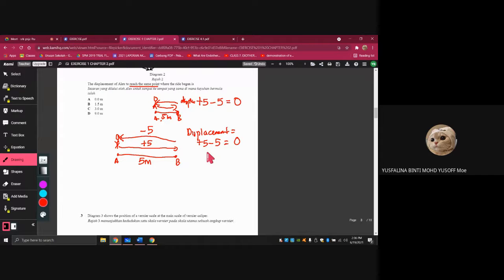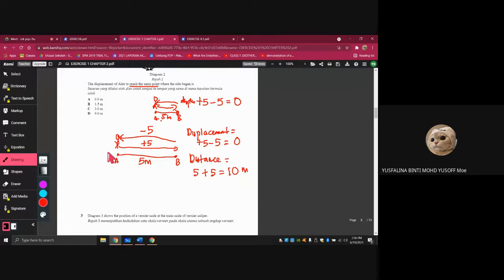Now let's say for distance. Distance is a different thing, because for distance we don't consider the direction, only the magnitude. So when you travel from A to B, 5 meters, and then you go back to A, the total distance that you travel is 5 plus 5. So you will get 10 meters. That's the difference between distance and displacement.